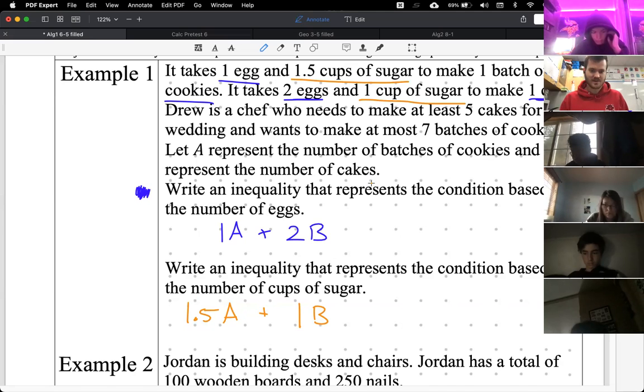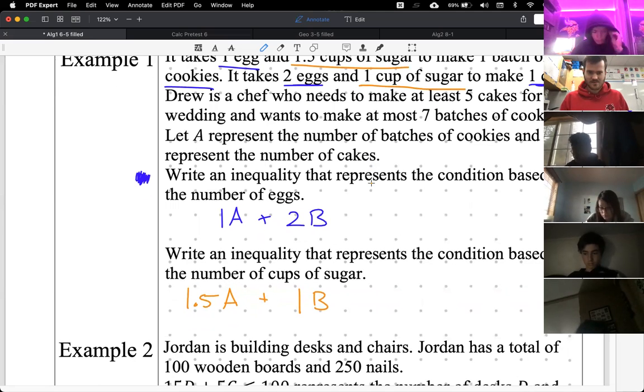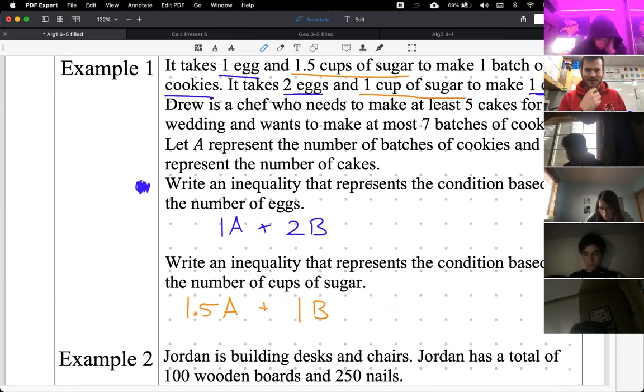And that is what I'm also struggling with too. How does this make sense? Because if we're writing a condition based on the number of eggs, what should the maximum number of eggs be? Well, we haven't used this information over here. We haven't used the fact that there should be at least 5 cakes and 7 cookies. The problem is this is mixing up our cookies with our cake.